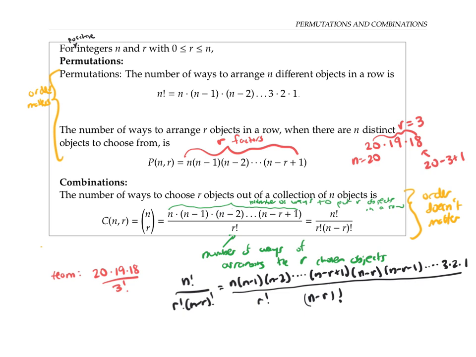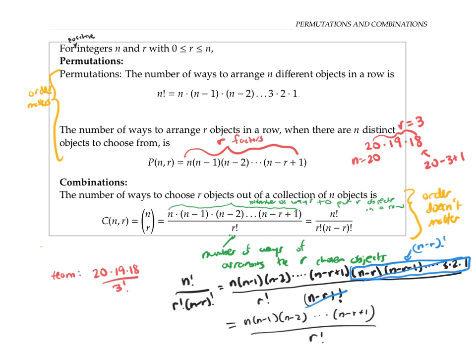But notice that this part right here is just another way of saying n minus r factorial, since I'm starting at n minus r and going down and down until I get to 1. Therefore, I can cancel this part with this part and get my original expression, my original formula for combinations. So these two formulas are indeed the same thing.